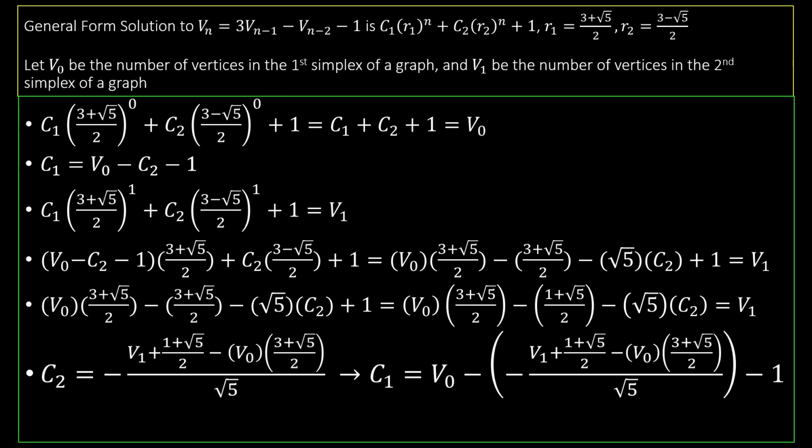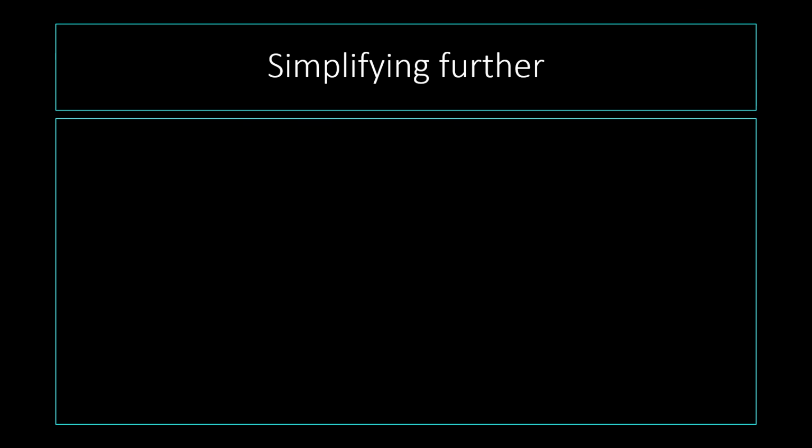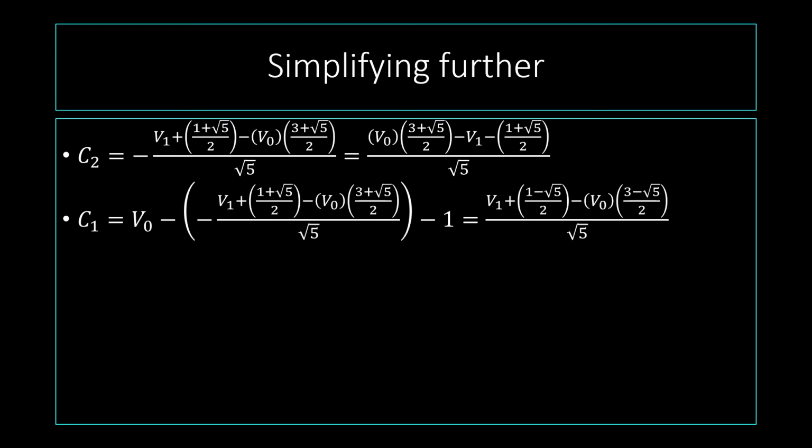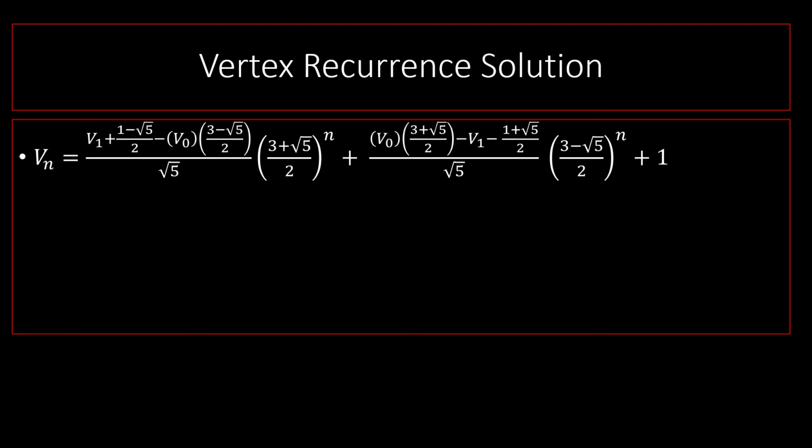Now we have c sub 2 written in terms of v sub 0 and v sub 1, which automatically gives us c sub 1 written in terms of v sub 0 and v sub 1. Finally, we can pull out a negative and make our arbitrary constants look a little nicer. Alright, let's substitute what we found for c sub 1 and c sub 2. This is our solution written in terms of the sizes of the vertex sets of the first and second simplex graphs of any graph.